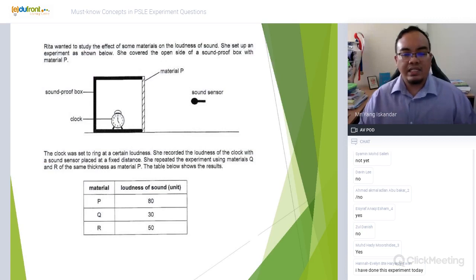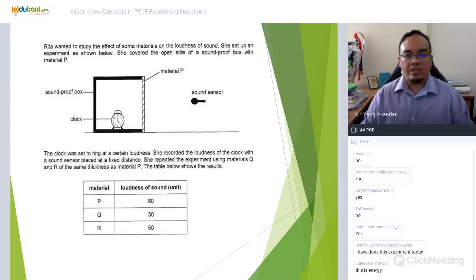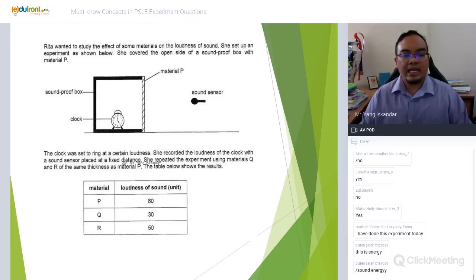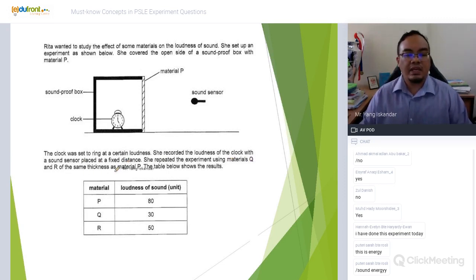Okay, this is another question on energy, sound energy. So Rita wanted to study the effect of some materials on the loudness of sound. Again, this is a past PSLE question. He set up an experiment as shown below, and he covered the open side of a soundproof box with material P, and the clock was set to ring at certain loudness. He recorded the loudness of the clock with the sound sensor placed at a fixed distance, and repeated the experiment using materials Q and R of the same thickness as material P. So the tables are shown below here.